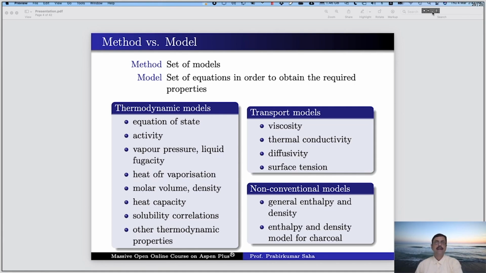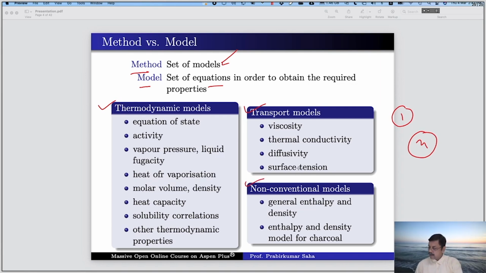And model is a set of mathematical equations in order to obtain those required properties. So a model may have only a single equation or it may have multiple equations. And a method may contain only one model or it can be a set of models working together. Okay. So among the set of models, we have three types of models: thermodynamic model, transport model, and non-conventional models.